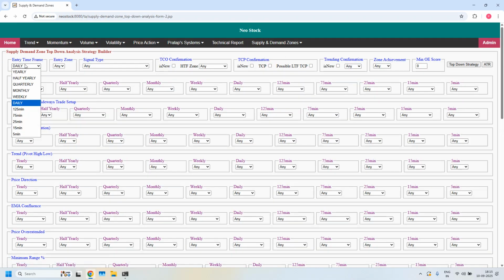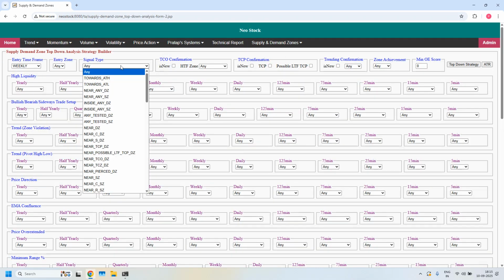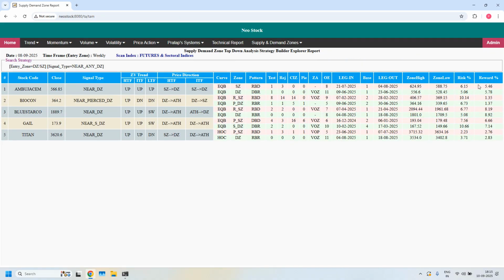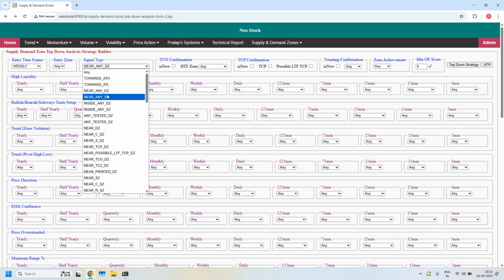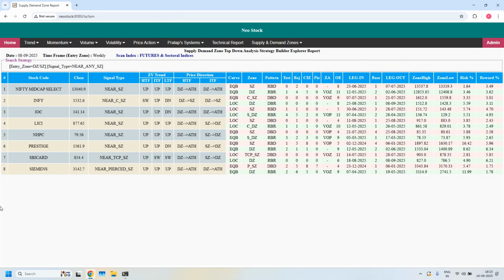Next time frame is weekly. Stocks near the weekly demand zone, we got 5 stocks. Next, stocks near the weekly supply zone, we got 8 stocks.